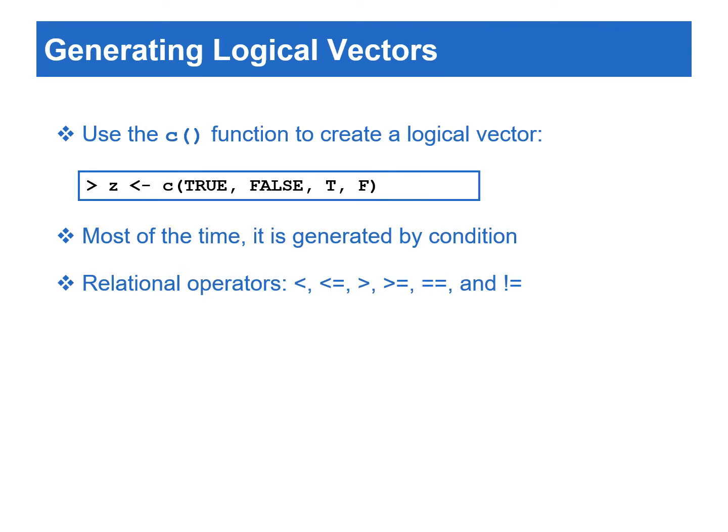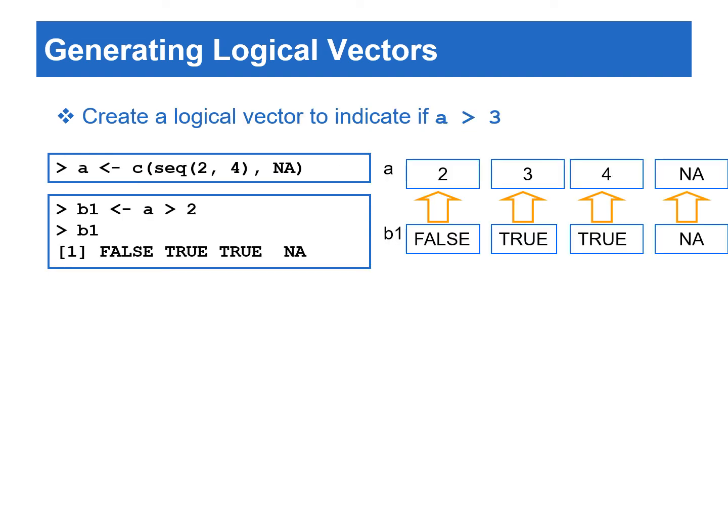Now let's see how to generate logical vectors. We can use the c function to create a logical vector. However, most of the time, a logical vector is generated from the comparison between two objects. To compare objects, we need to use the relational operators. For example, A is a numeric vector. Comparing whether A is greater than 2 generates a logical vector. Each element of the logical vector indicates whether it is greater than 2. The missing value will also result in a missing value after the comparison.